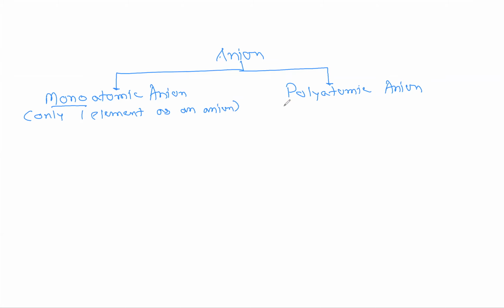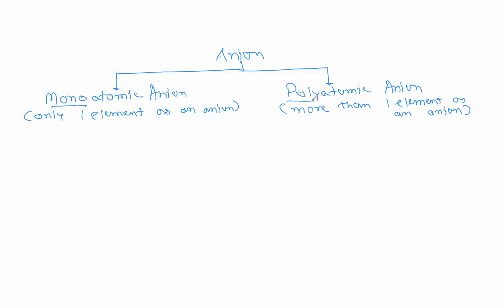When you have more than one element as an anion, then you are calling that a polyatomic anion. Is that clear? Do you understand the terms? I'm going to explain the examples, but do you understand the terms? Yes, Professor. Mono and poly. Poly means more than one.